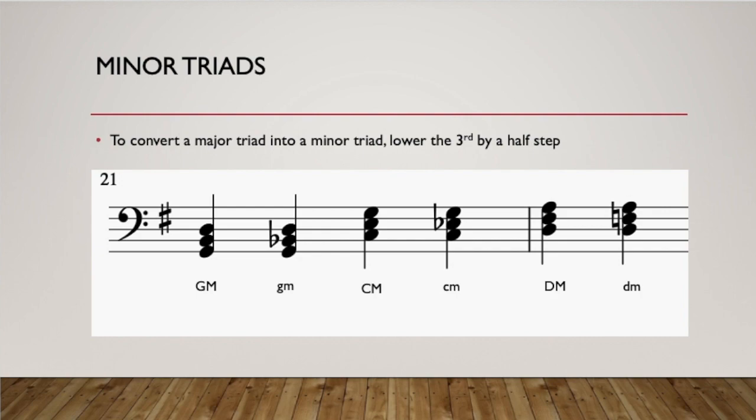Here's what these triads sound like. So here's G major, G minor, and here's C major, C minor. So you can hear how the major triad is sort of bigger and happier sounding, and the minor triad is a little darker and sadder. Listen for that in this example. Here's the D major and then D minor.